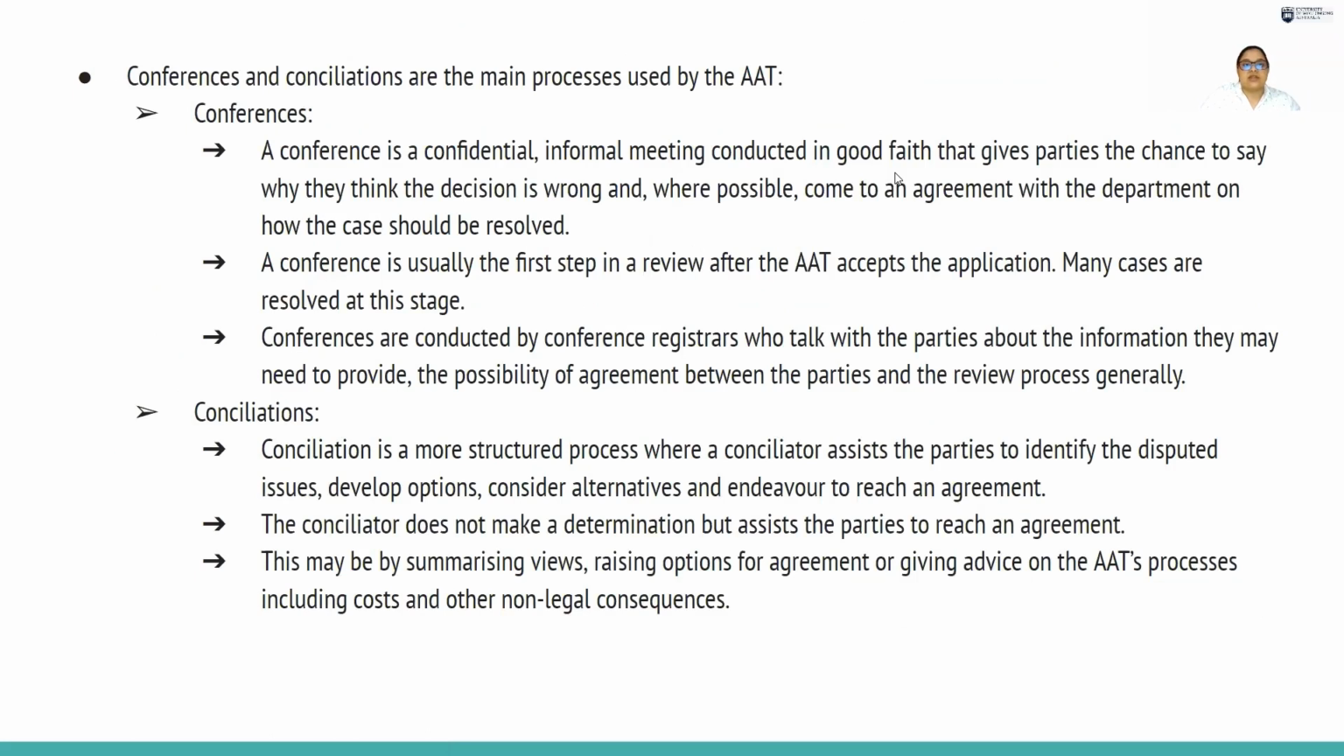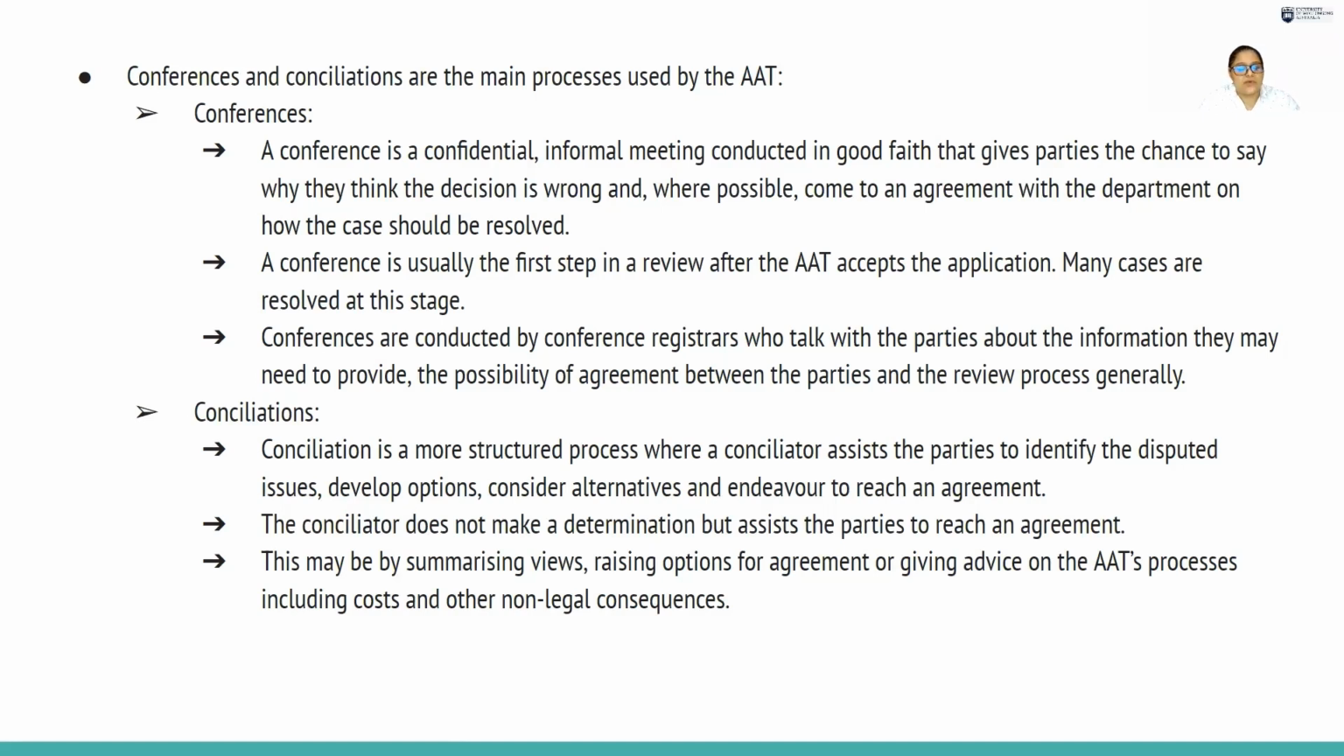Conference and conciliation are the main processes used by the AAT. Conferences. A conference is a confidential, informal meeting conducted in good faith that gives parties the chance to say what they think is wrong with the decision and, where possible, come to an agreement with the department on how the case should be resolved. The conference is usually the first step in a review after the AAT accepts the application.